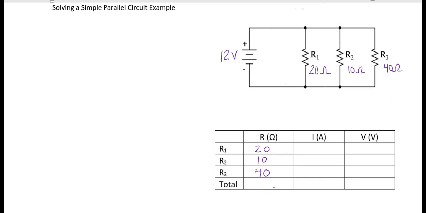In order to calculate the total, I'm going to use the fact that for parallel circuits, the total resistance is equal to the inverse of the sum of the inverses, which just means that we're going to add up the inverses of each of the resistors, 1 over 20 plus 1 over 10 plus 1 over 40. And then take the inverse of that. It's much easier with the scientific calculator.